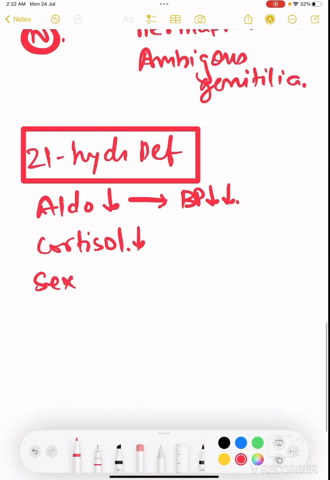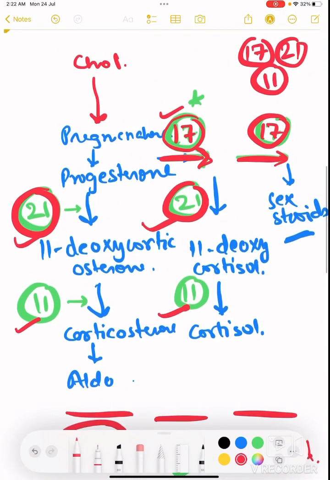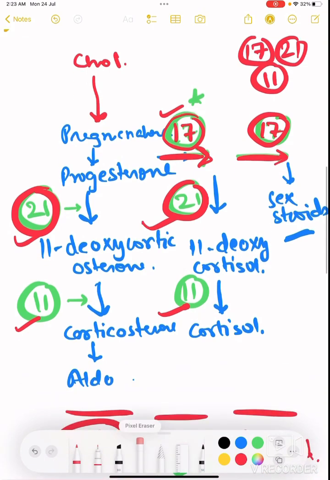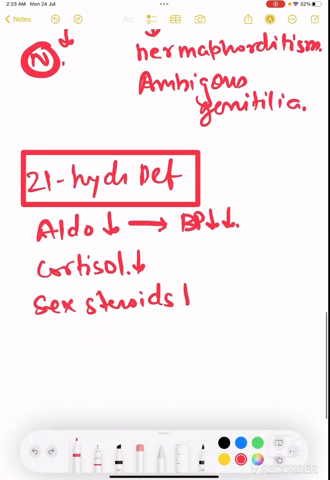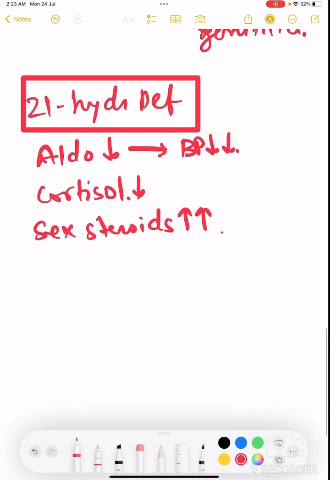What will happen to sex steroids? See, since these molecules cannot be utilized for forming aldosterone and cortisol because of 21 alpha hydroxylase deficiency, these molecules will be shunted from the 17 alpha hydroxylase pathway to the sex steroids, right? These will be shunted to the sex steroid part. So sex steroids will be high. Since sex steroids will be high, the effect will be different in females and males.